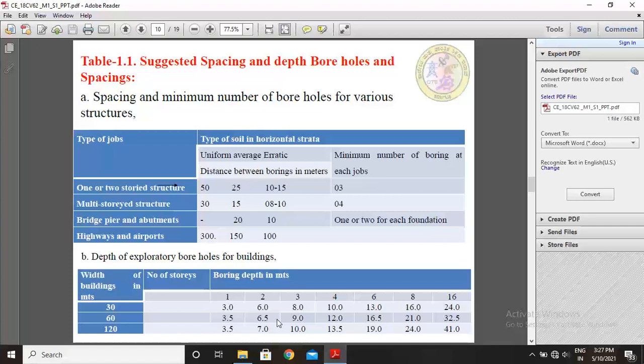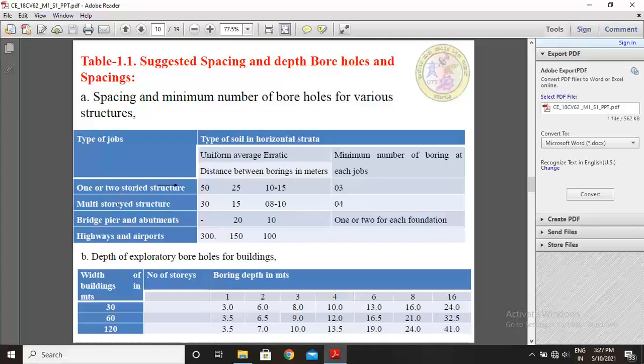So here are some suggested spacings and depths of boreholes; the spacings are given in Table 1. In this table, column 1 explains the types of jobs. Column 2 explains the types of soil in horizontal strata and the minimum number of borings at each job. So how samples are collected is explained in these tables.